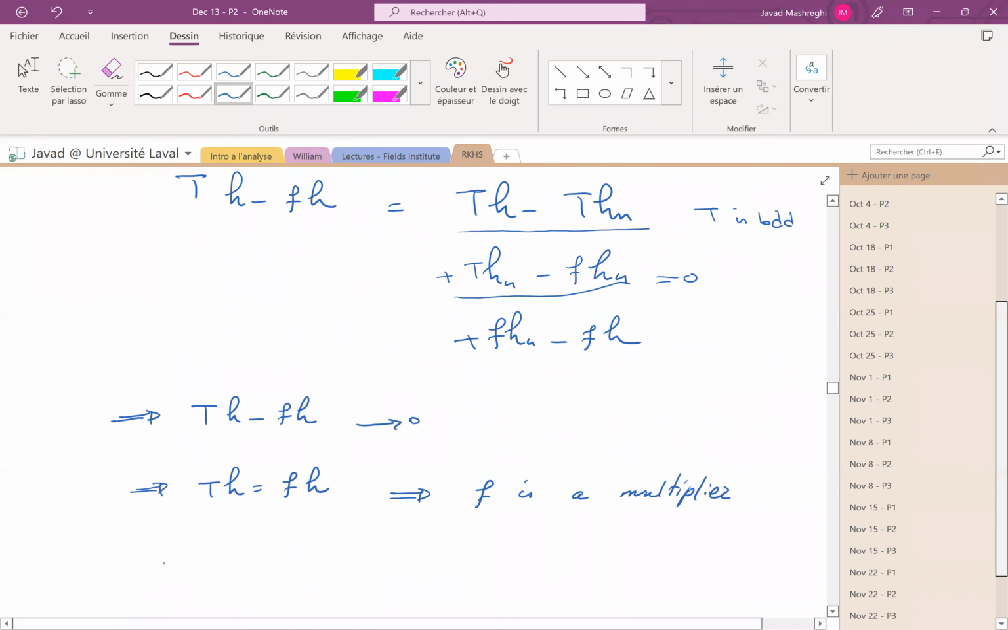Or T is equal to Mf, and we are done. I was a bit not so exact here, but you understand what I mean. I mean, that's the usual trick that we do in analysis.